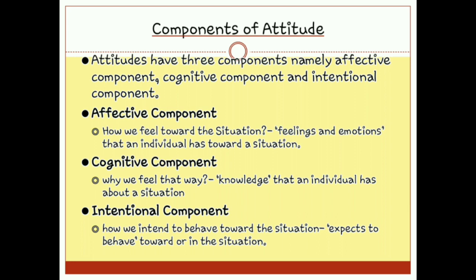Next, we can see what the components of attitude are. Attitude has three components: affective component, cognitive component, and intentional component. First one is the affective component. How we feel towards the situation. That is the feelings and emotions an individual has towards a situation. Next one is the cognitive component. Why we feel that way. The knowledge that an individual has about a situation. Intentional component. How we intend to behave towards the situation.